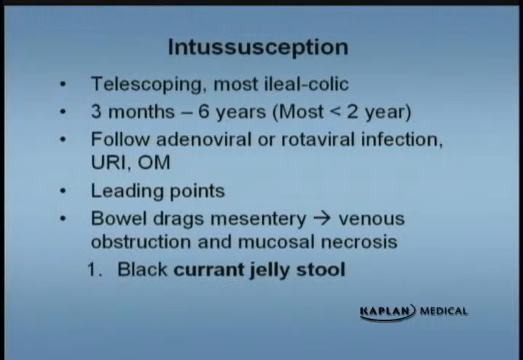Many times you will have a preceding infection like a rotavirus gastroenteritis or some kind of upper respiratory infection. The classic presentation is going to be a patient with colicky abdominal pain. What happens is that for some reason you might have lymphoid hyperplasia, or you may have a Meckel's diverticulum, or many times you really don't know what causes it, but you're going to have one part of the intestine telescoping into the distal part of the intestine, and that causes vascular compromise.